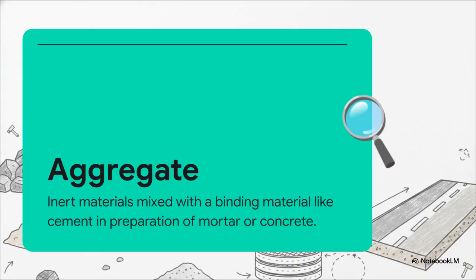So when you look at the sheer bulk of our buildings, what is actually taking up all that physical space? Well, it's aggregate. By definition, aggregate consists of inert materials that are mixed with a binder, something like cement or lime, to prepare mortar or concrete. Without this essential muscle and bone, the glue of the cement literally wouldn't have anything to hold together. It would just be paste.